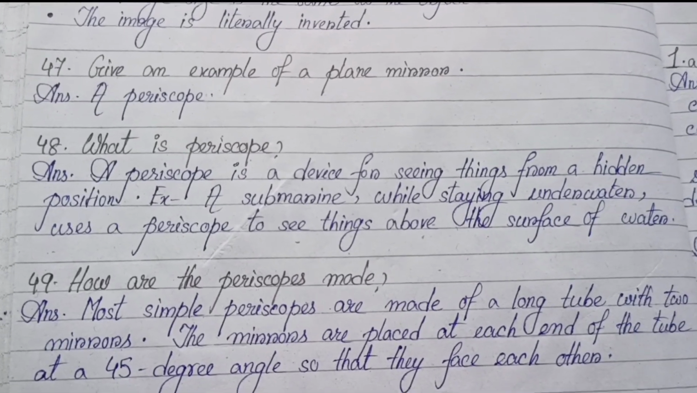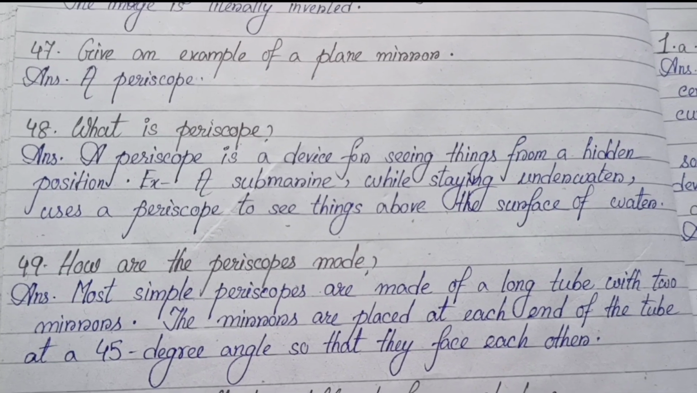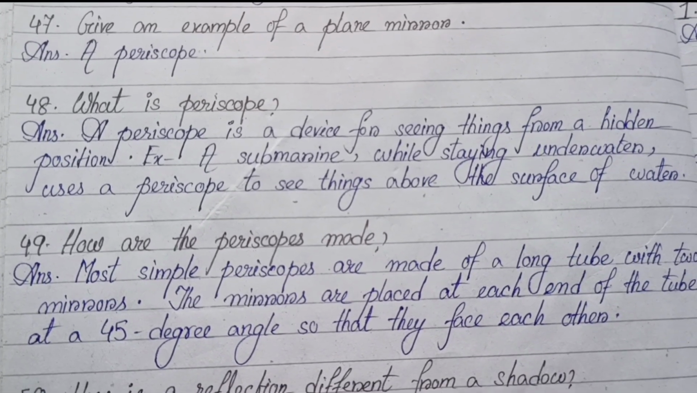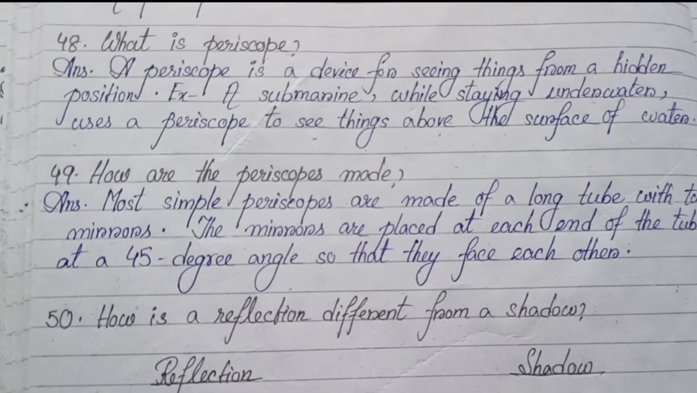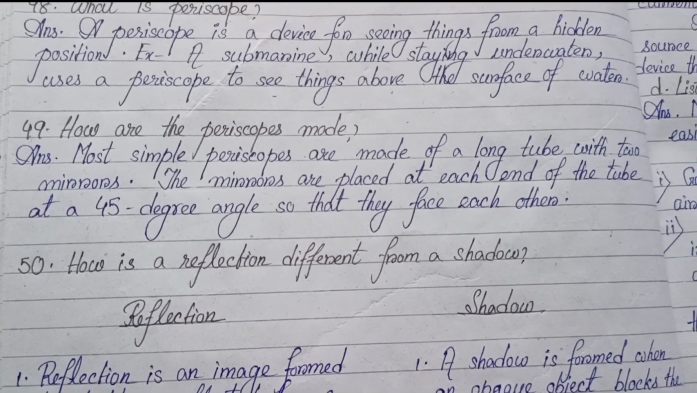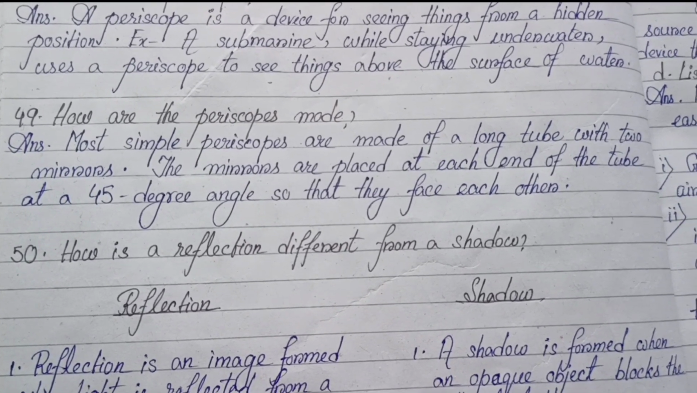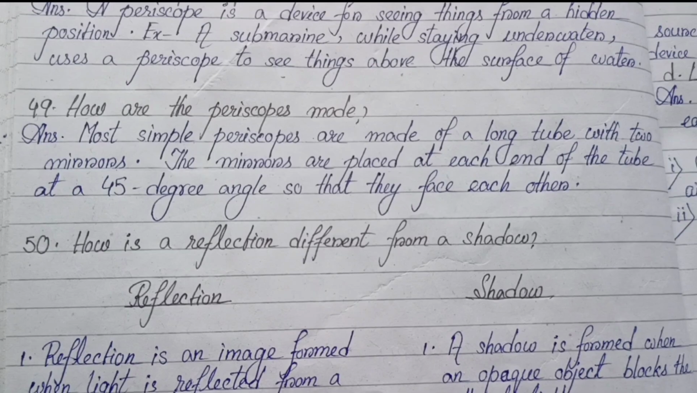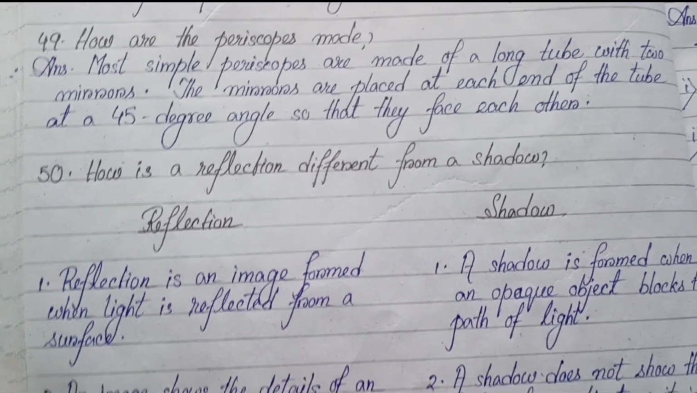A periscope is a device for seeing things from a hidden position. Example, a submarine while staying underwater uses a periscope to see things above the surface of the water. Number 49. How are periscopes made? Most simple periscopes are made of a long tube with two mirrors. The mirrors are placed at each end of the tube at a 45-degree angle so that they face each other.